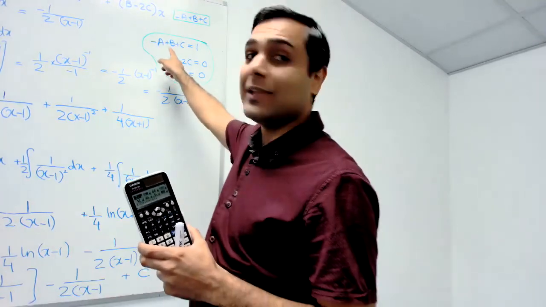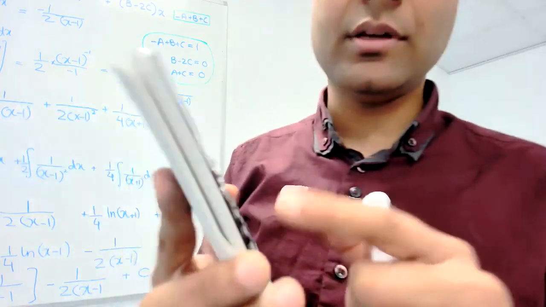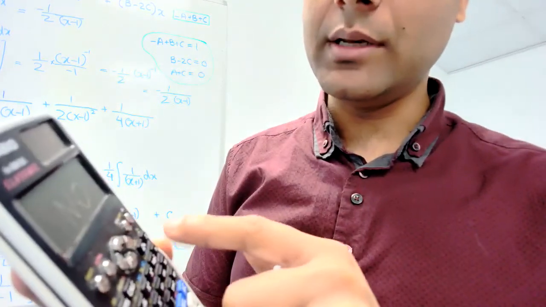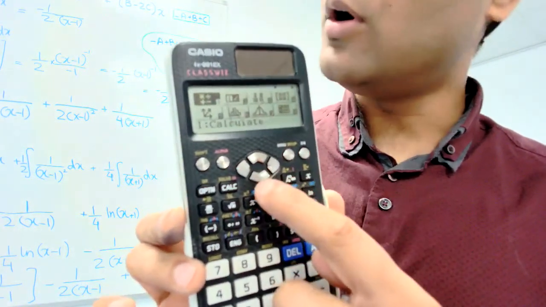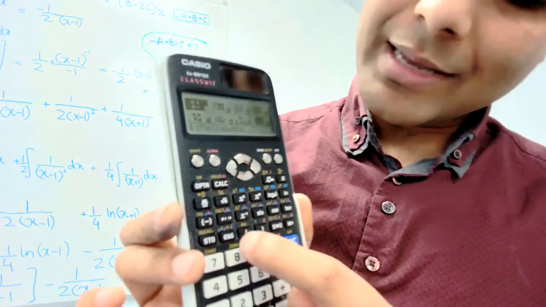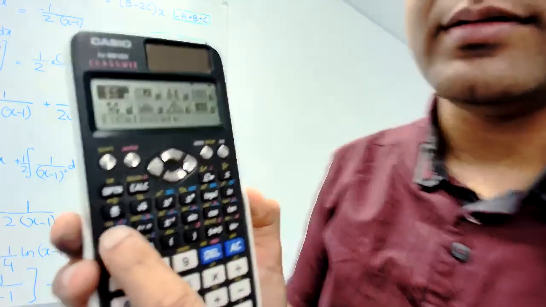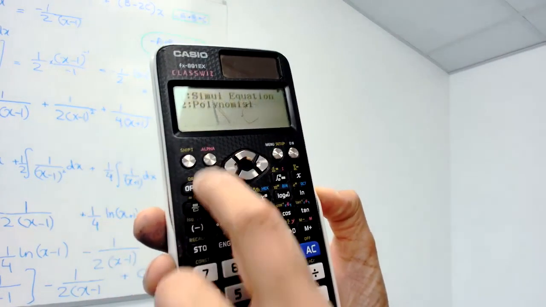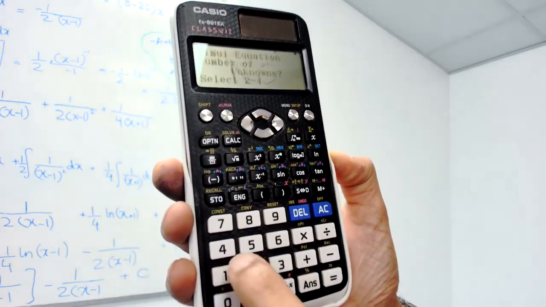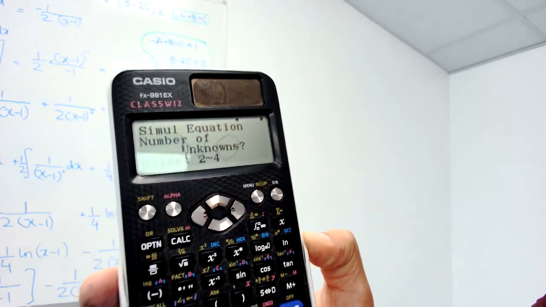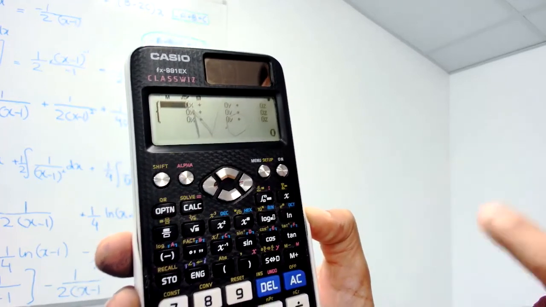Okay, how did I get the value of the A, B, and C by using the calculator? What you need to do is have this calculator, the white one, the good one. Click on the menu, and go all the way down, or you can just press the A, which is somewhere here. It's giving me simultaneous equation. Now I need to press number one. It says simultaneous equation, number of unknowns. How many unknowns do I have? 3.